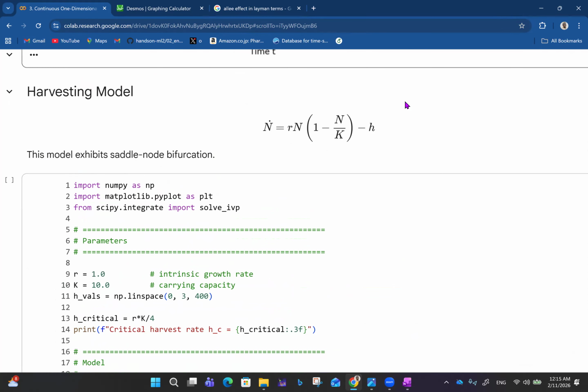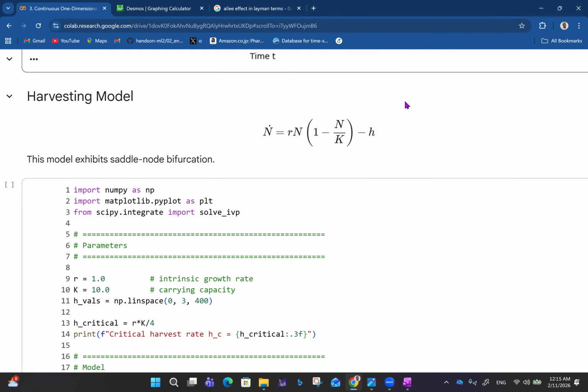Then we also have the harvesting model. The harvesting model is basically logistic growth with harvesting. So imagine you have a fish pond, right?